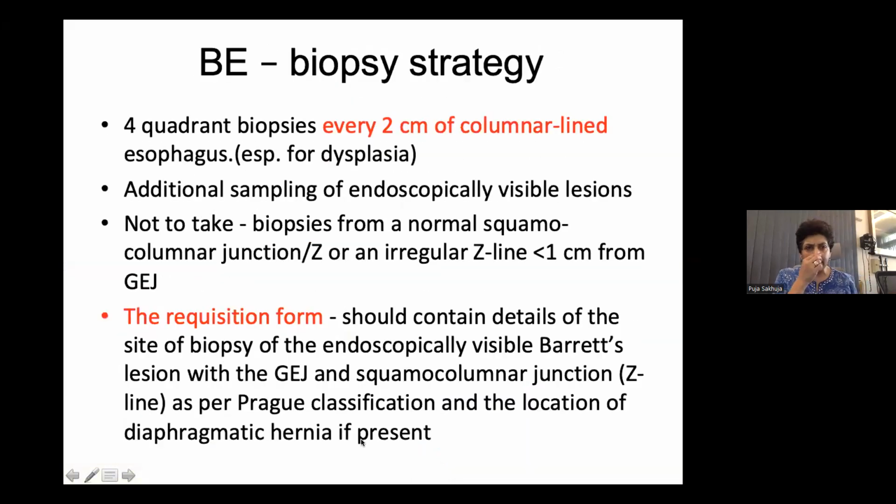So coming back to Barrett's, what should be the biopsy strategy? 4-quadrant biopsies every 2 centimeters of columnar lined mucosa, especially when you're looking for dysplasia. Additional sampling of any abnormal area. Do not sample from an area that's less than 1 centimeter from the GE junction. And the requisition form must contain details of what you have biopsied. Have you biopsied an endoscopically visible area? What distance was it? That is important to the pathologist to be able to give you a correct diagnosis and to be able to inform you if there is any dysplasia in case you have taken it from any area where you are suspecting that.